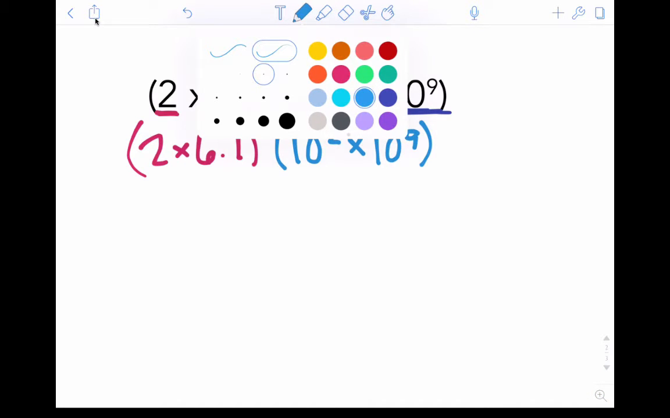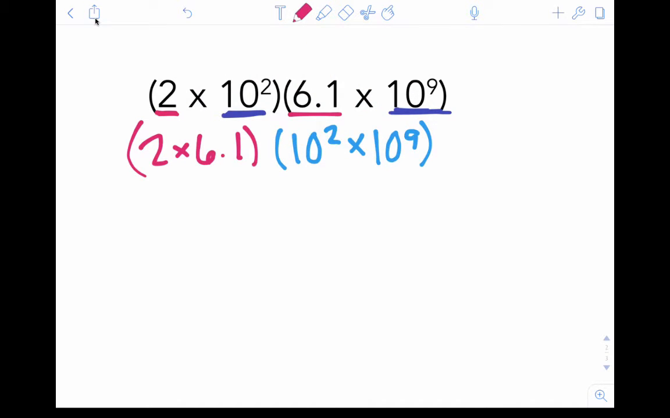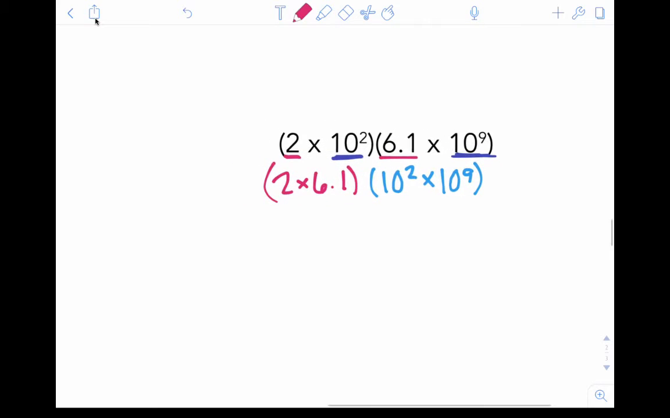So first I'm going to multiply 2 times 6.1. I don't know what that is off the top of my head, so I'm going to go to the side and write 6.1 times 2. 1 times 2 is 2. 6 times 2 is 12. I have one decimal point that I need to move over one time. So this answer is 12.2.